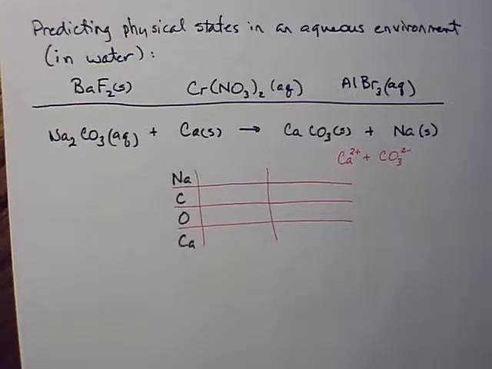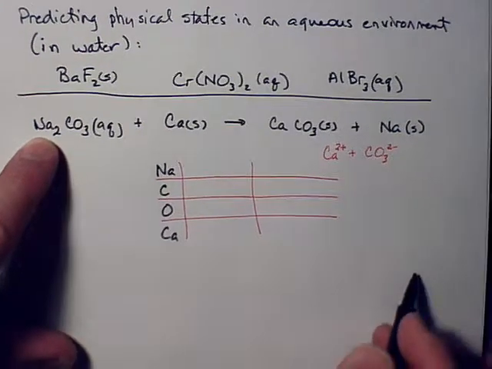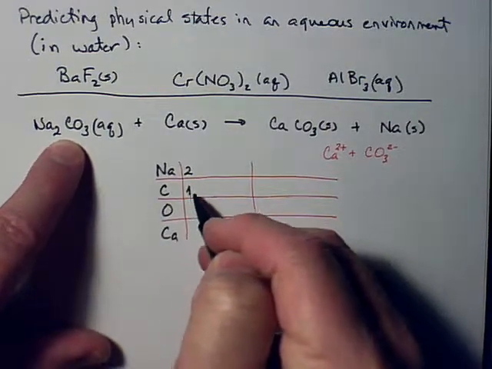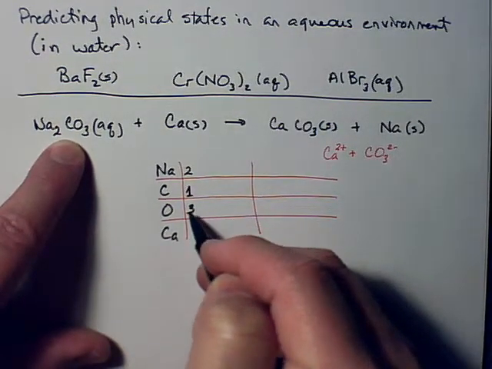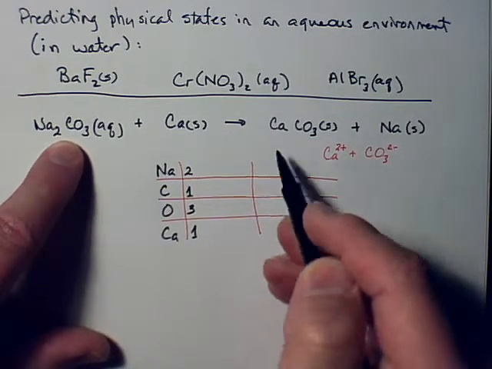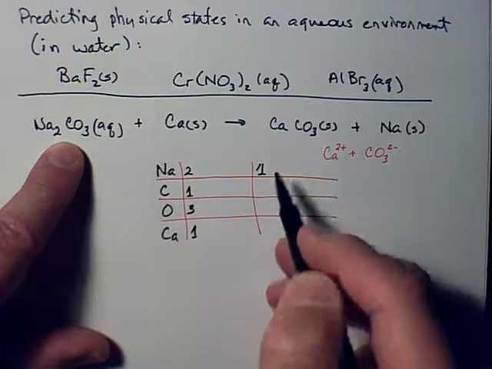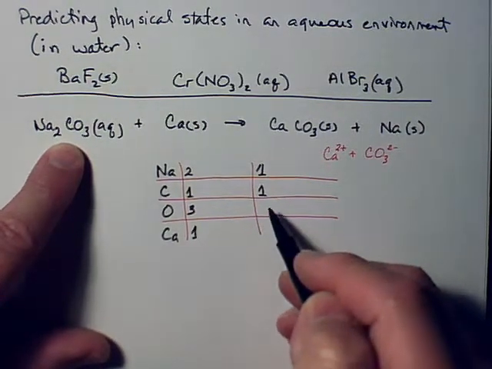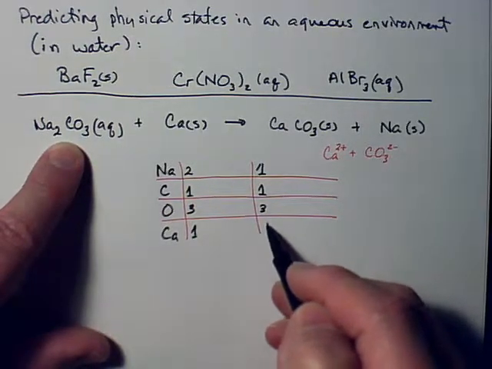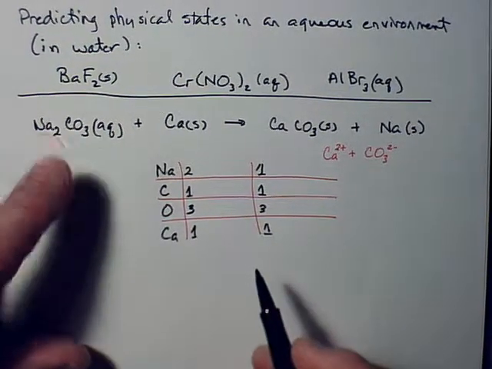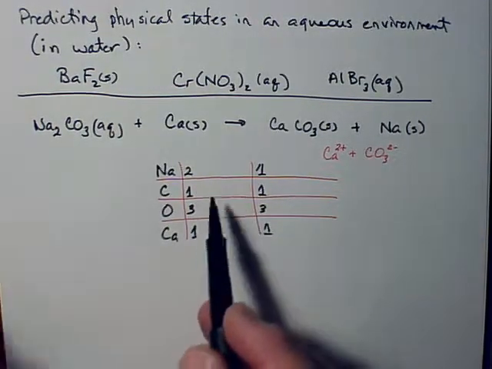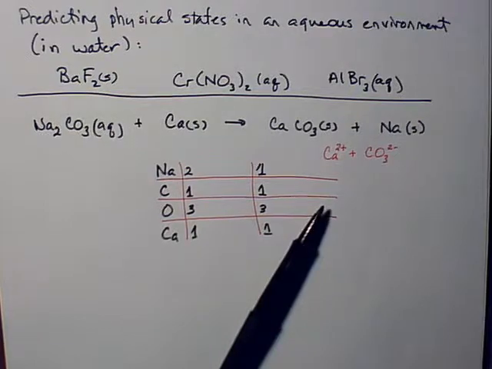So, how many sodiums do we have? 2 on the left. How many carbons on the left? How many oxygens on the left? How many calciums on the left? On the right, how many sodiums do we have? How many carbons? How many oxygens? And how many calciums? Alright. So the only thing that's not balanced right now is that sodium. So how do we fix the sodium so that it's balanced on both sides?